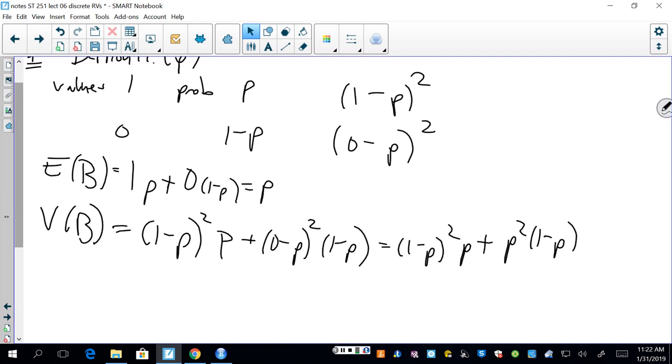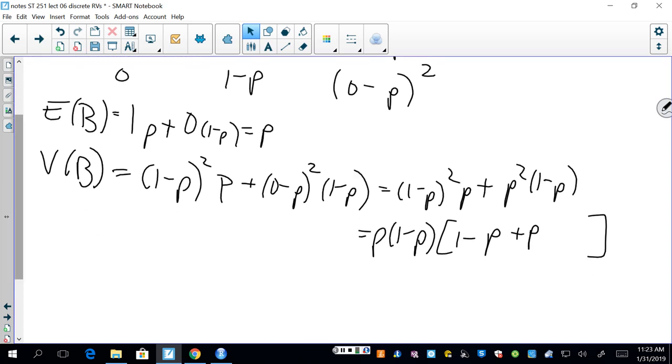When you have something like that in symbols, what can you factor out of both terms? 1 minus p and p. So if you factor out p and 1 minus p, what's left over? What's left over in the first term? 1 minus p. And what's left over in the second term? p. So that's just 1 minus p plus p, which is 1. So the variance of a Bernoulli random variable is just p times 1 minus p.